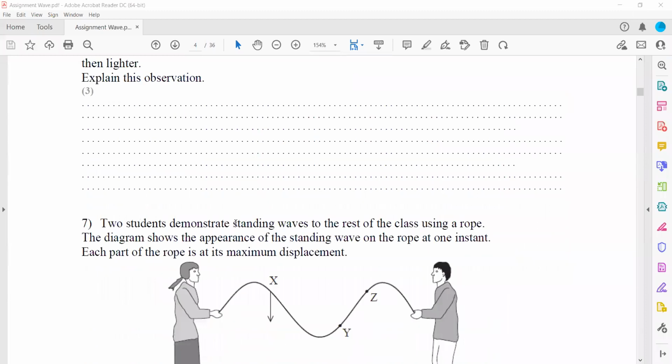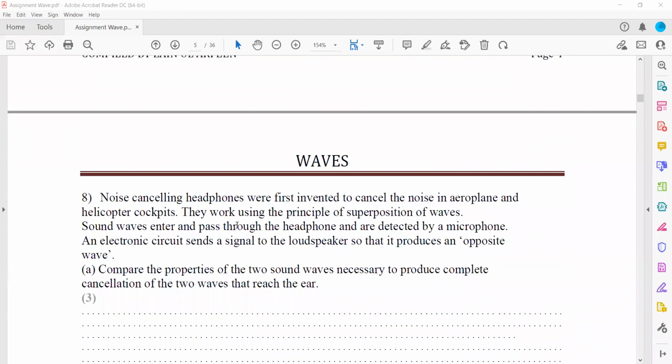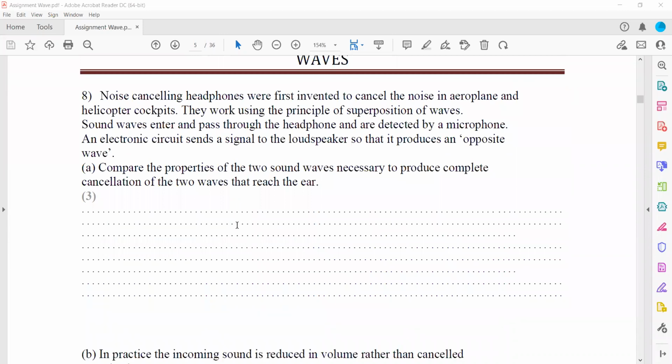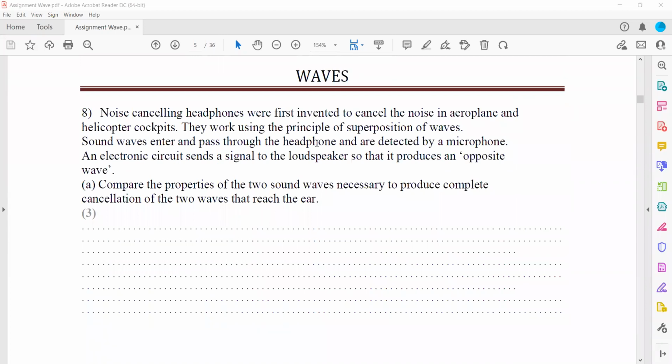Now we will do the diffraction and interference question, as well as superposition. In this one, as you can see, noise cancelling headphones. There are headphones known as noise cancellation headphones, which were first invented to cancel the noise in airplane and helicopter cockpits, because there is a continuous noise from the engine of the helicopter as well as the airplane. So to cancel out that noise, they use noise cancellation headphones. They work using the principle of superposition.